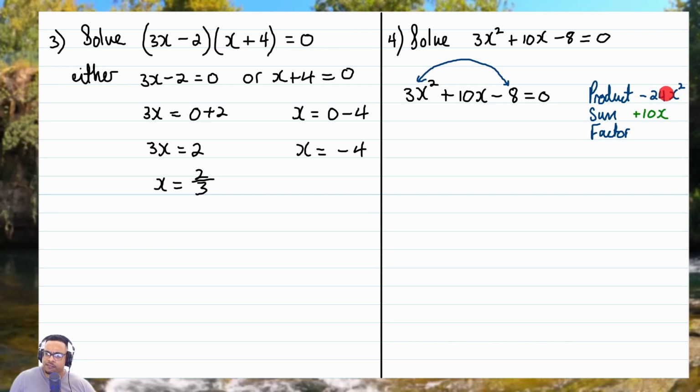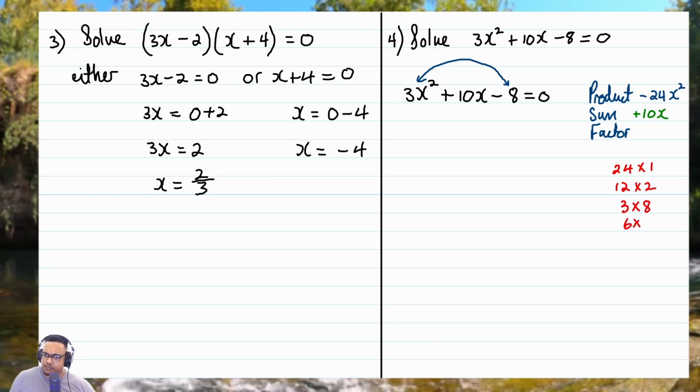Now I'll look for the factors of 24, and that will be 24 by 1, 12 by 2, 3 by 8, 6 by 4. Looking at our factors, we want to see which two numbers, when we add or subtract, we will get the sum, and when we multiply them, we will get the product. So 12 and 2 would work, because 12 take away 2 would give you 10, which will be the sum. And 12 times 2 will give you the product, which is 24.